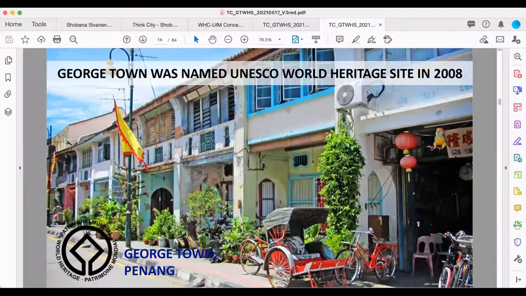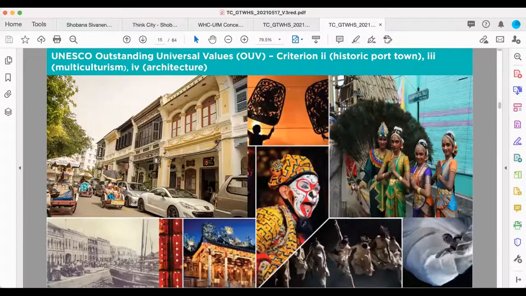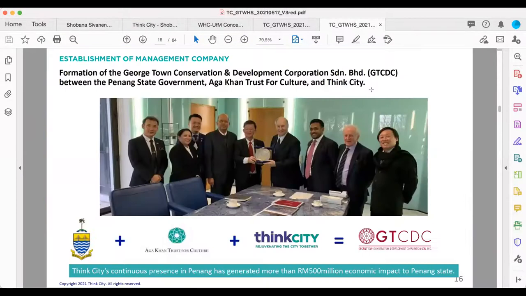In fact, you would even say Penang would probably be a case study reflecting how investing in culture has made Georgetown a new cultural icon in Southeast Asia. So these are the three reasons why I think UNESCO had listed it. One was its historic port town, together with Malacca. Two was multiculturalism, and three was its architecture.